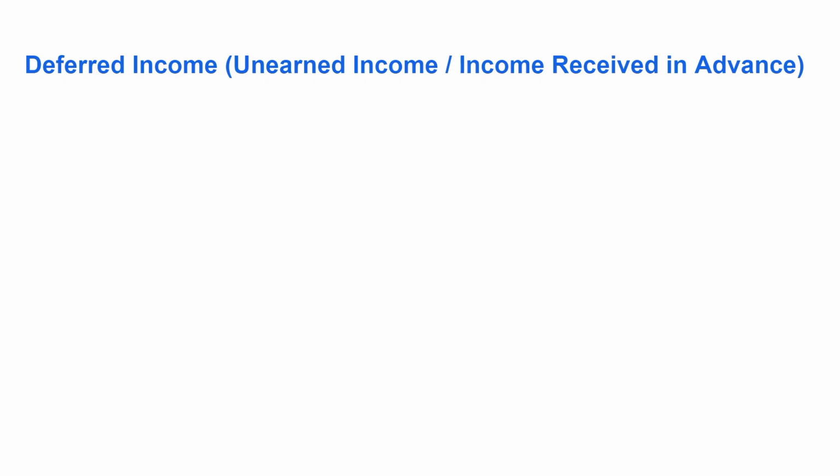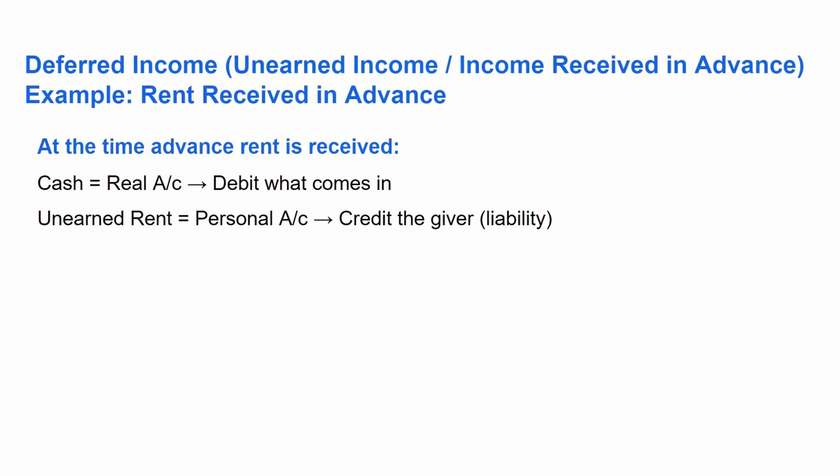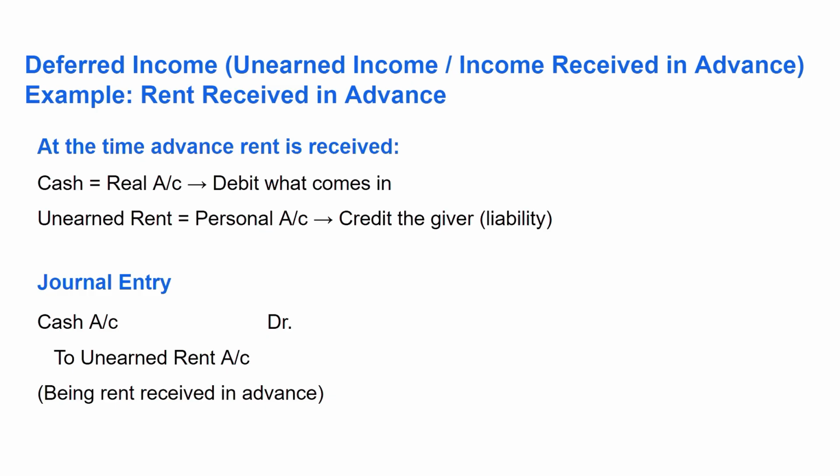Deferred income, unearned income, income received in advance. Example, rent received in advance. At the time when advance rent is received, the two accounts affected are cash account and unearned rent. Cash account is a real account, and we debit what comes in. Unearned rent is a personal account, and we credit the giver. Here it is a liability. The journal entry is cash account debit to unearned rent account, being rent received in advance.